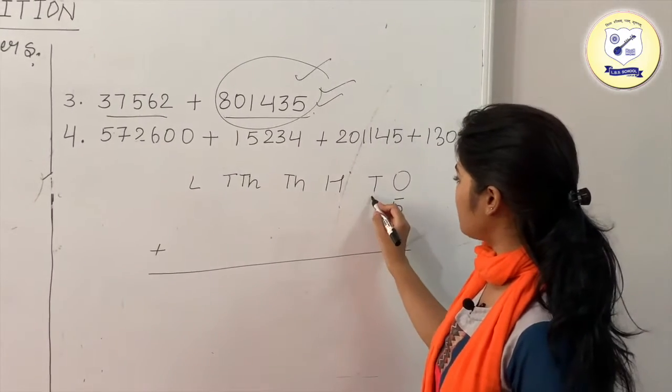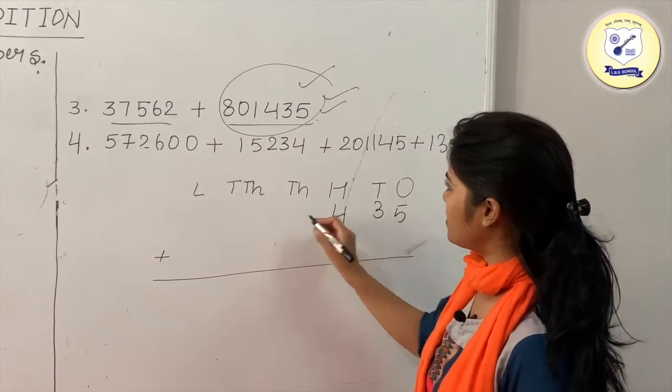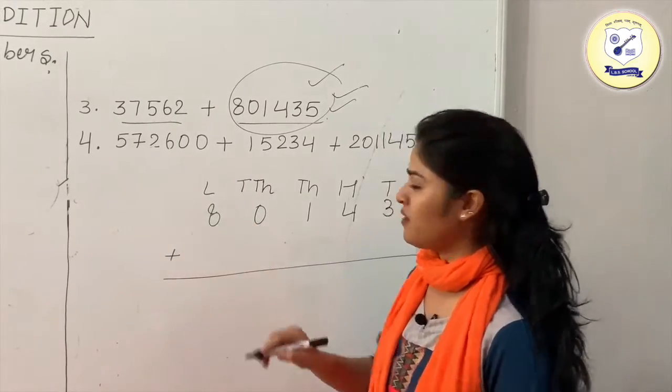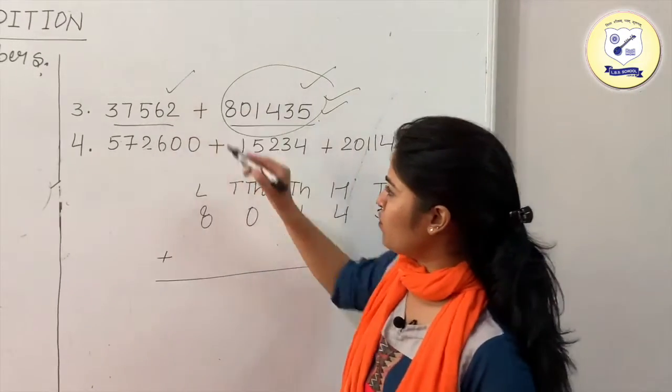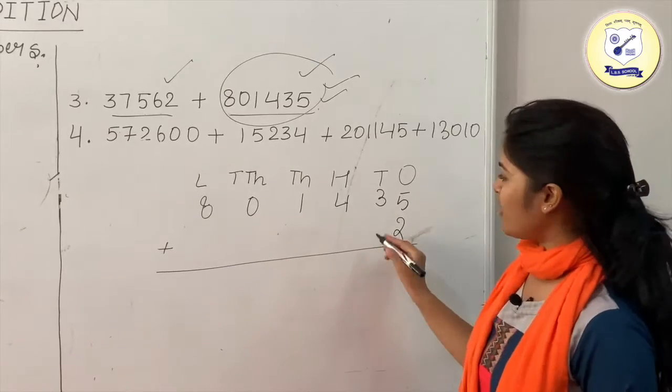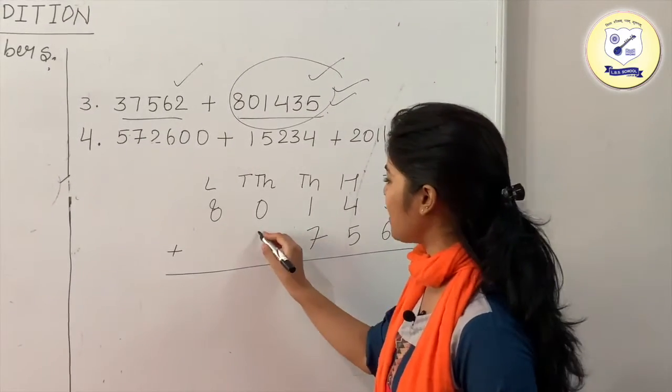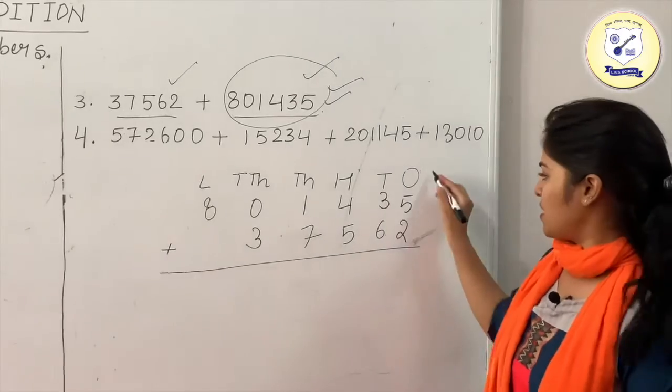5 is on ones place, 3 is on tens place, 4 is on hundreds place, 1 is on thousands place, 0 on 10,000 place, and 8 on lakhs place. Now move to this number. 2 is on ones place, 6 on tens place, 5 on hundreds place, 7 on thousands place, and 3 is on 10,000s place. Now just add them.